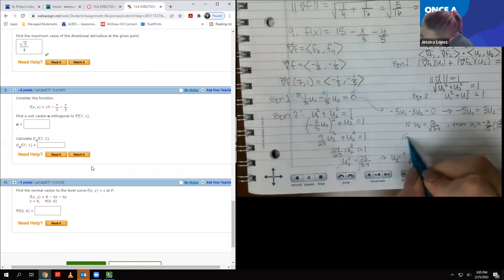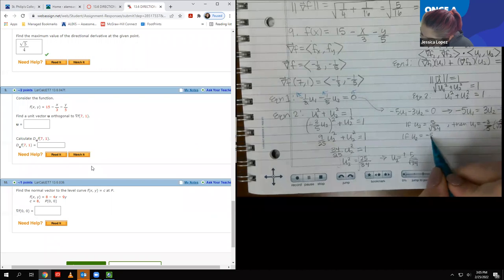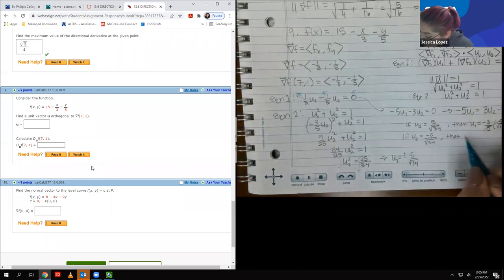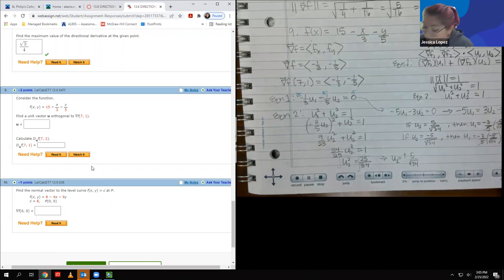Or if U2 equaled negative 5 over square root of 34, then U1 would be negative 3/5 times negative 5 over square root of 34, which would have given me a positive 3 over square root of 34.